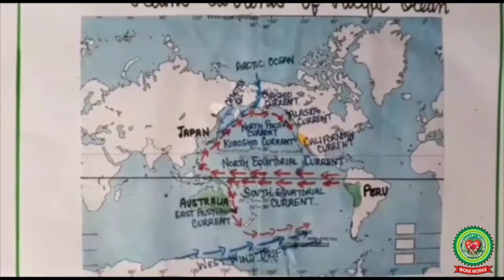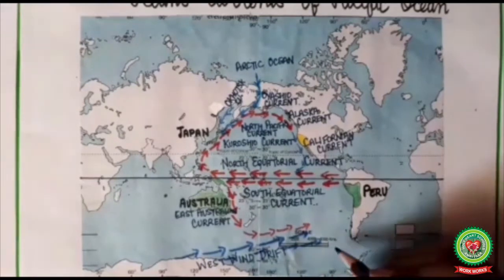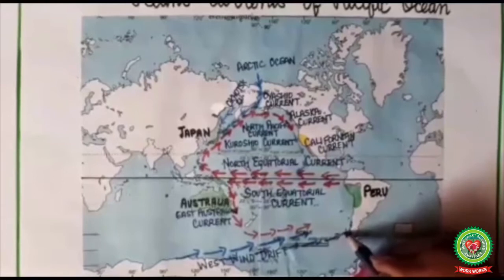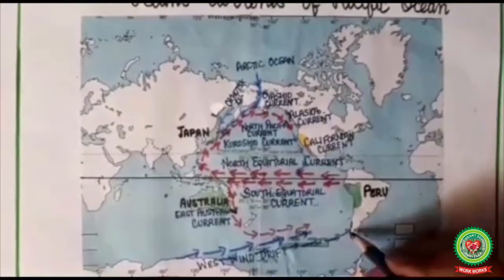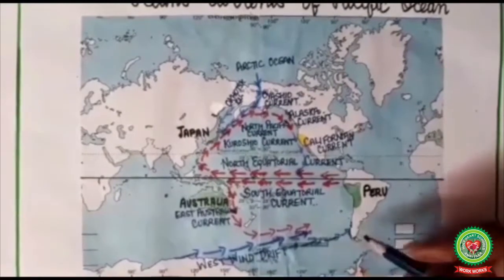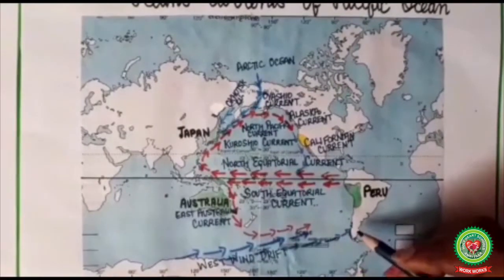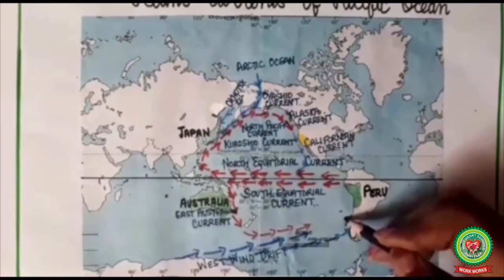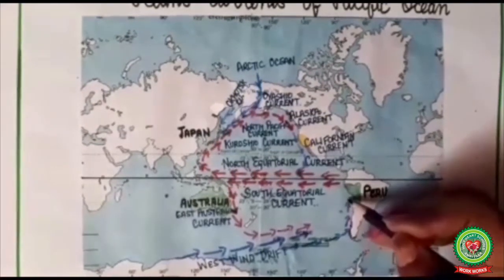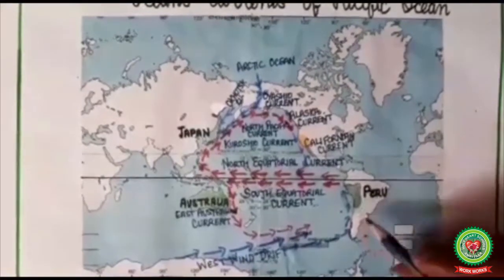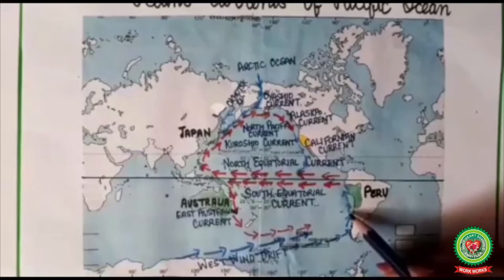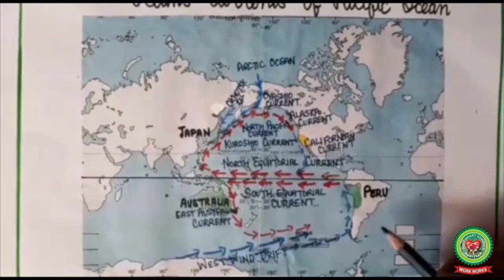As I told you earlier also, the West Wind Drift flows in the whole world from west to east due to the prevailing westerlies. The West Wind Drift further reaches South America and strikes the western coast of South America along the coast of Chile. From here it moves northward towards Peru. Here it is named the cold Peruvian Current or cold Humboldt Current.